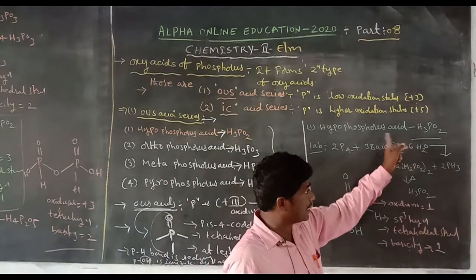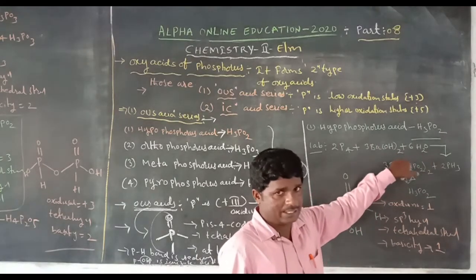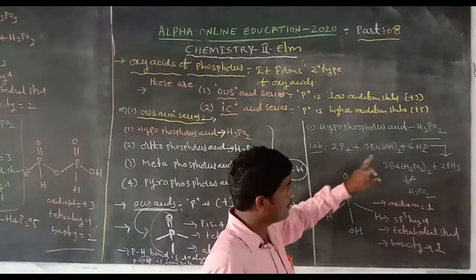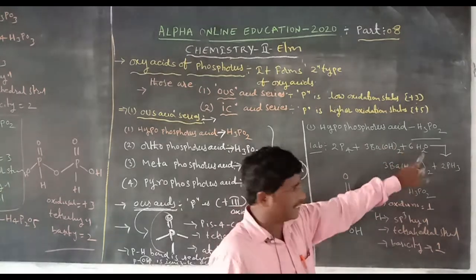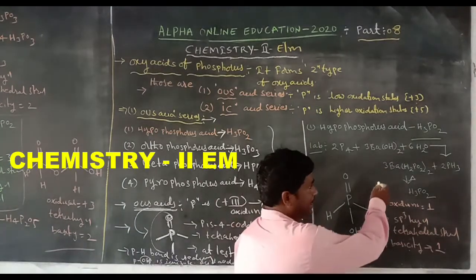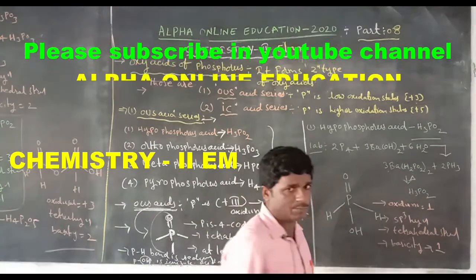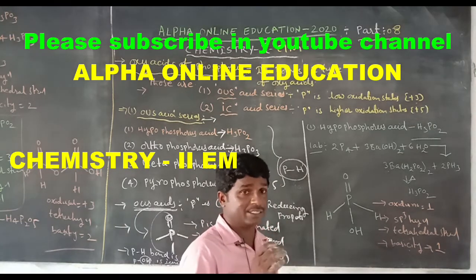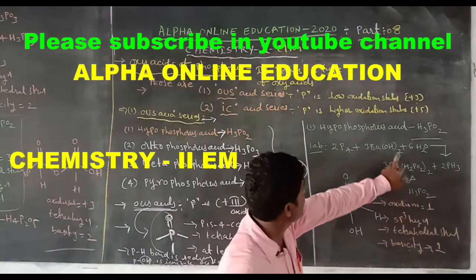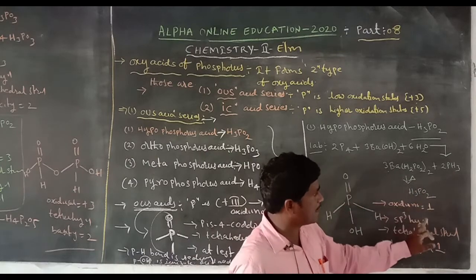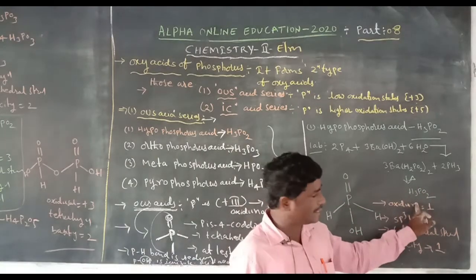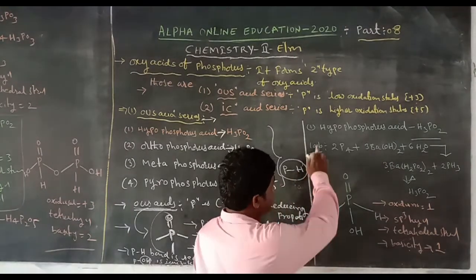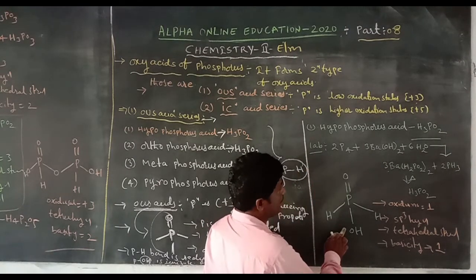Ba(OH)2 is also known as barium hydroxide solution. White phosphorus heated with the barium hydroxide solution forms barium hypophosphite. Then barium hypophosphite, heated at high temperature, forms hypophosphorus acid, which is also written as H3PO2.